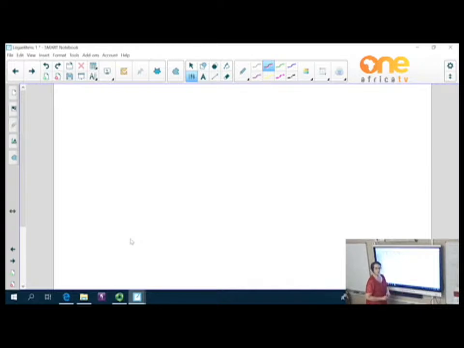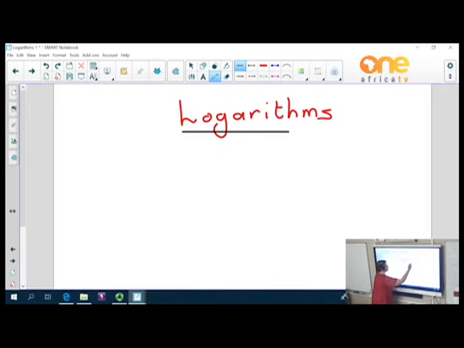Today we're starting with a totally new topic, and this is the topic of logarithms. Now, you already did this last year, so it is not totally new, but we are going to do some extra work here, and we eventually want to draw exponential graphs also from logarithms.